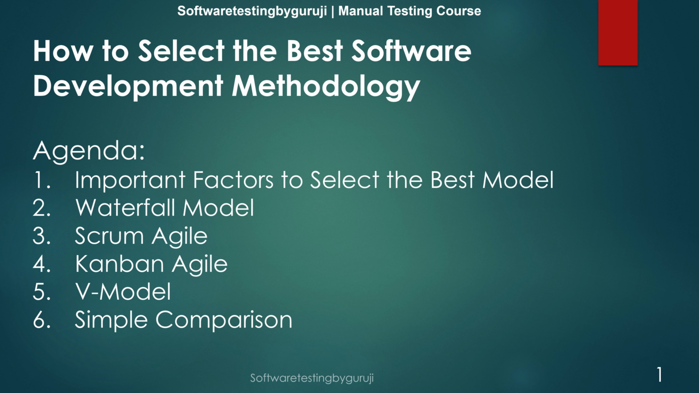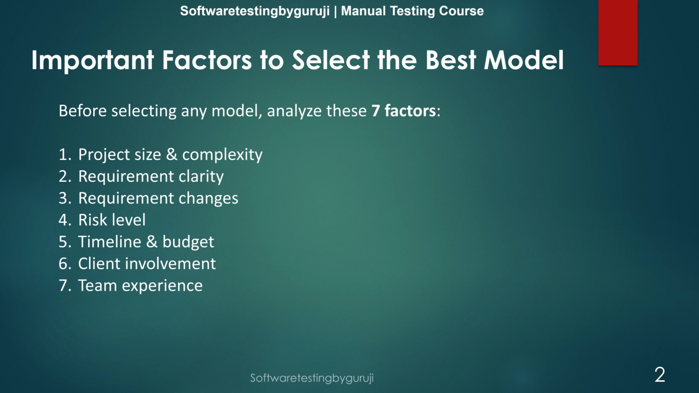As a part of this video, we are going to understand how to select the best software development methodology. The agenda of today's video is important factors to select the best model, waterfall model, Scrum Agile, Kanban Agile, V model, and a simple comparison between the different models. Without wasting time, let's start the video.